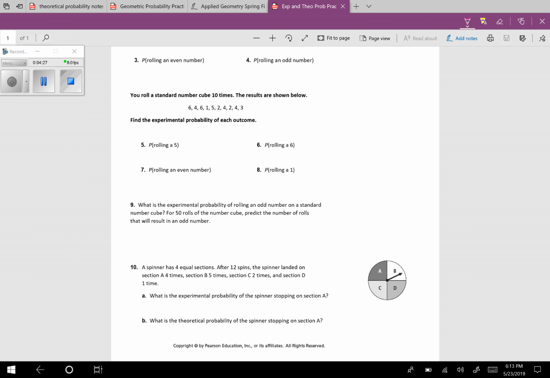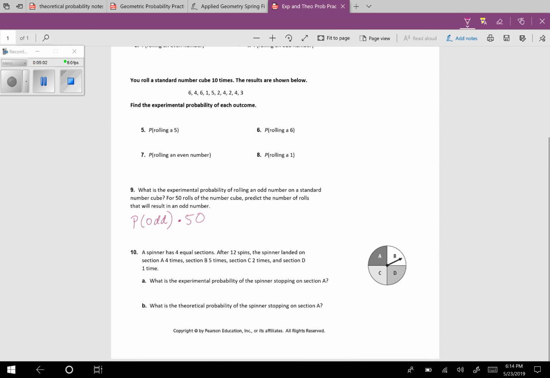Number 9, it says, what is the experimental probability of rolling an odd number on a standard number cube? So that's the first part. And it says, for 50 rolls of the number cube, predict the number of rolls that will result in an odd number. So basically, all you do is find the probability of rolling an odd number, and then you multiply that by 50. So you have to first find the probability of getting an odd number, and then you have to give me the answer when you multiply it by 50.